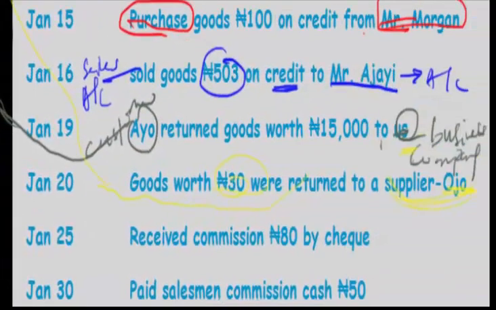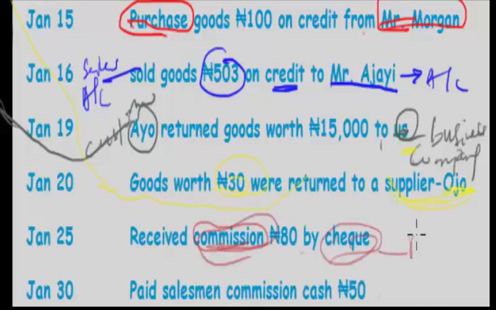January 25th, received commission by check. A commission is an income to the business and we received it by check, that is, bank. So we'll have the bank account. What's the effect? There will be an increase in assets. This asset is the bank account, and there will also be an increase in the commission account.